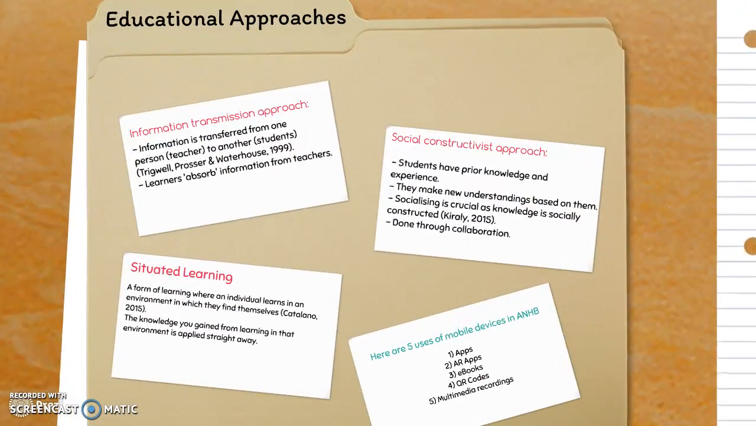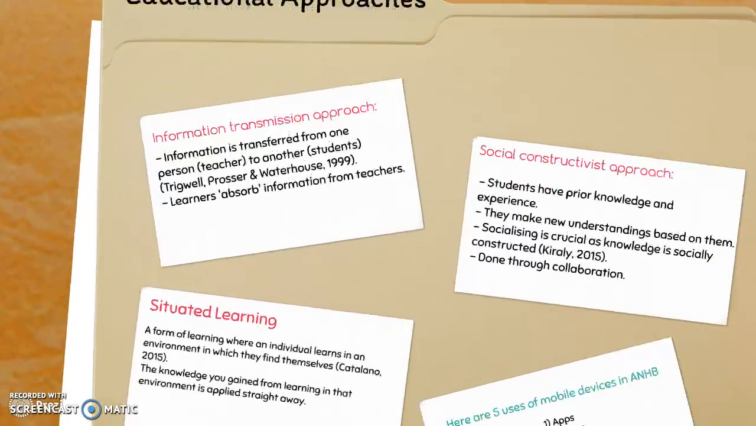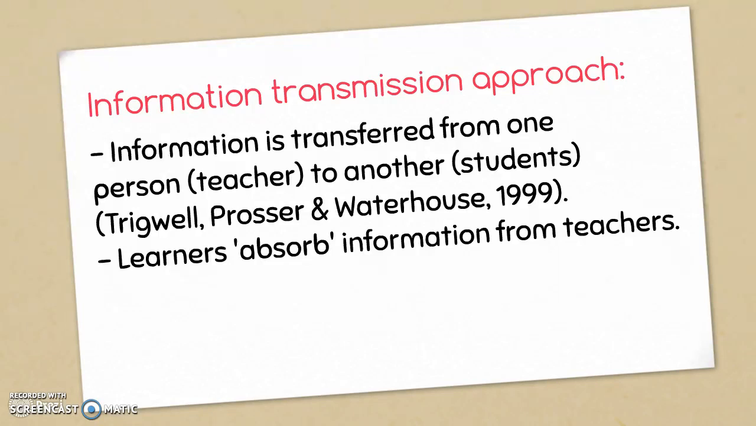Now, moving on to some educational approaches. Firstly, we have the information transmission approach. This theory sees learners as empty vessels that need filling. This is where information is transferred from one person, usually the teacher, to another, usually the students.